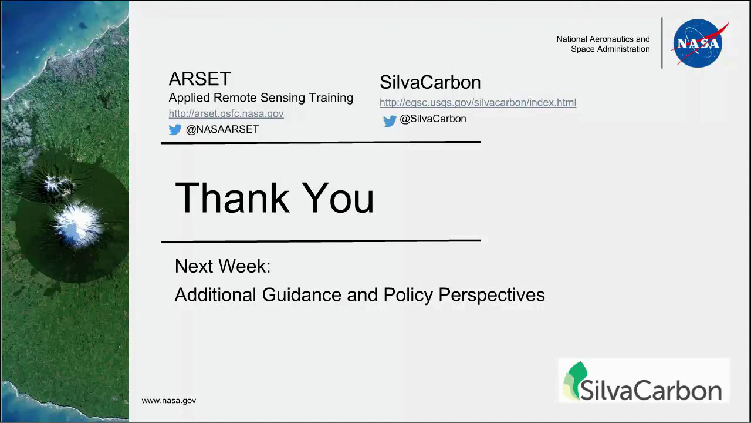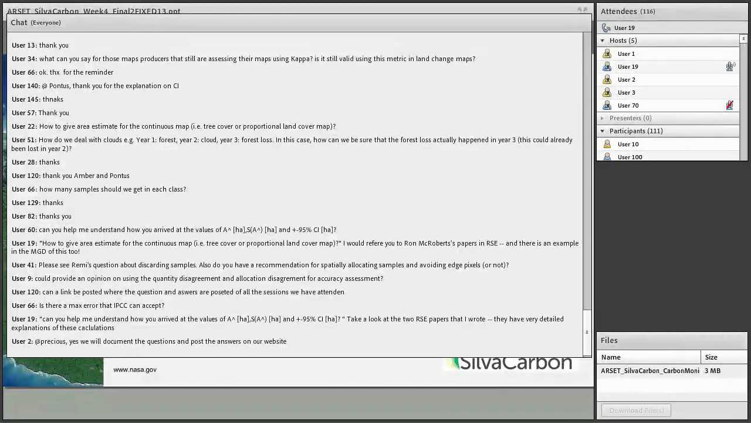So, one question here, is there a max error that the IPCC can accept? No, the IPCC doesn't say anything about that, and neither does the MGD. And sometimes people ask me, like, what's the maximum allowable accuracy measure, the accuracy you can live with, and I will never be able to answer such a question.